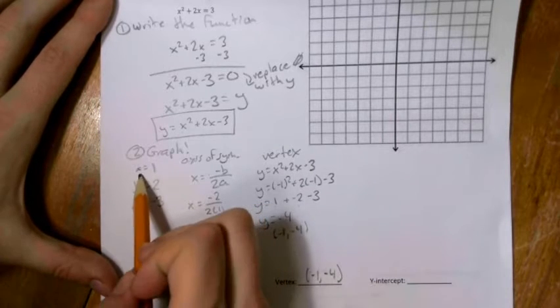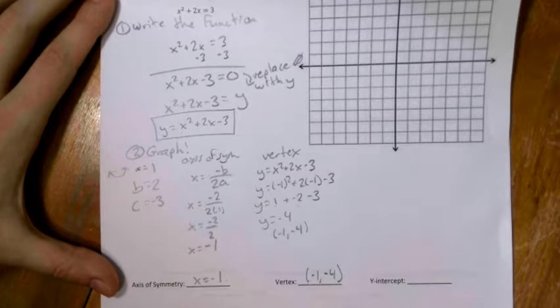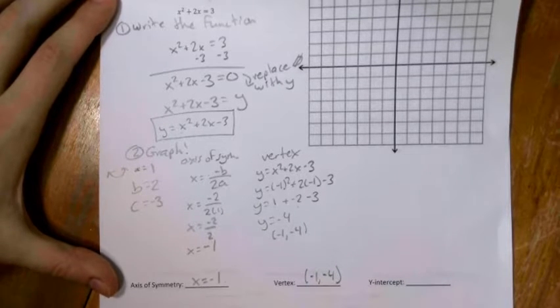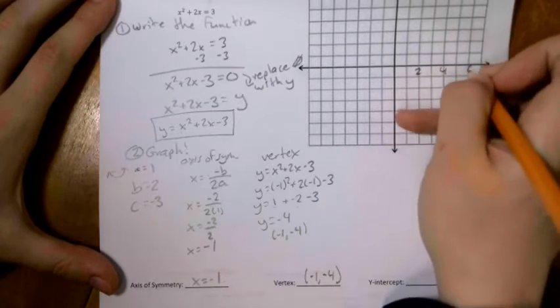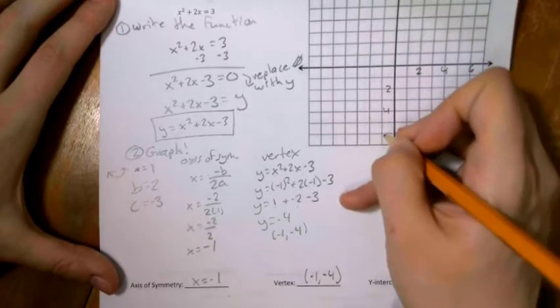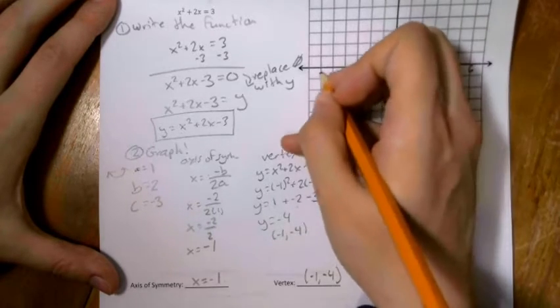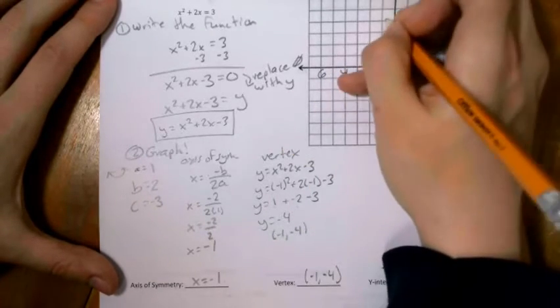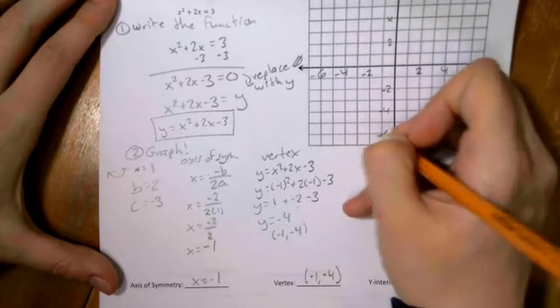I know because a is positive, it's a positive 1, then I have an upward opening quadratic. So let's go over here. I am going to count by 2s, 2, 4, 6, 2, 4, 6. So really every box is worth 1. I just don't like crowding my graph with too many numbers. Oh, and I need negatives on some of those. My bad. There we go.